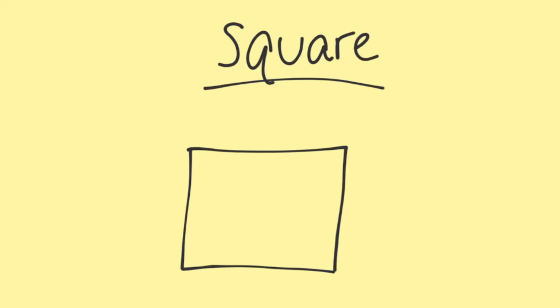And then finally we have a square. A square is not only a parallelogram, but also a rectangle and a rhombus. So all of the properties for parallelograms, rectangles, and rhombuses all hold true for a square.